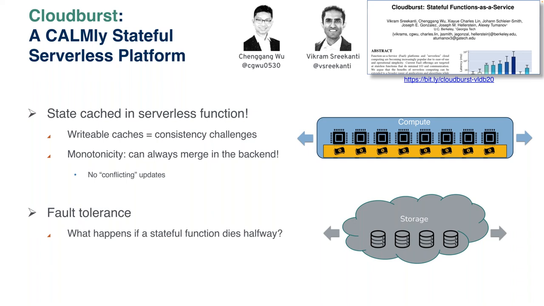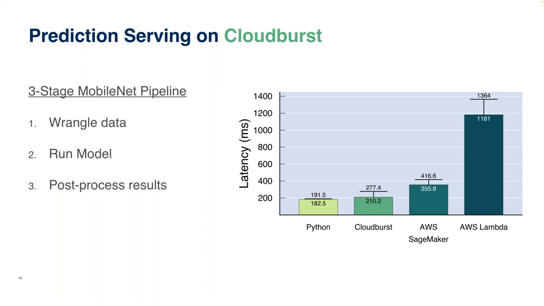And we built this system, and then we benchmarked it on prediction serving. So this is an example where we took a three-stage MobileNet model, and the three stages of the pipeline were some data wrangling, and then you run the model, and you post-process the results so they can be rendered. And this was a relatively small model, as most models are. So on a laptop, it runs pretty fast, 200 milliseconds latency.